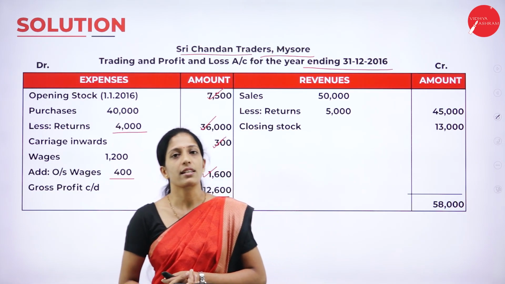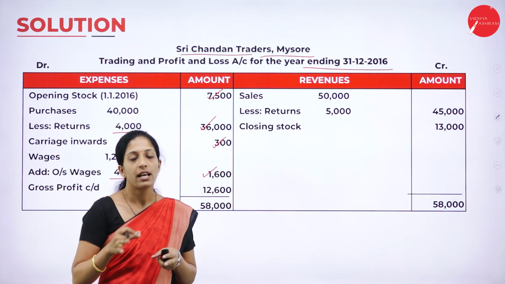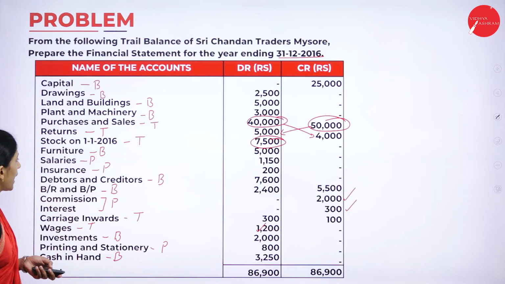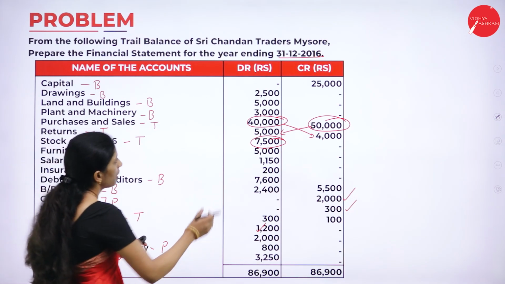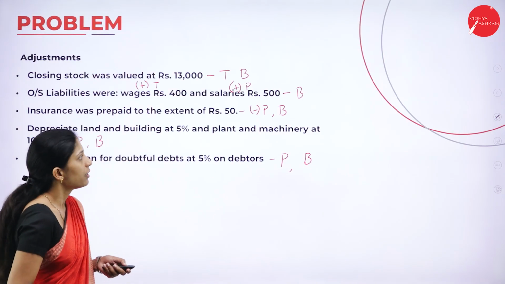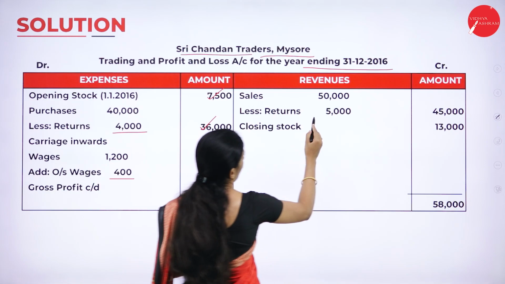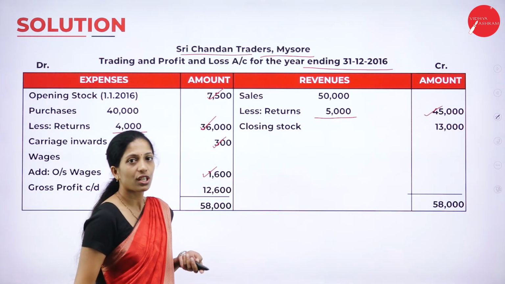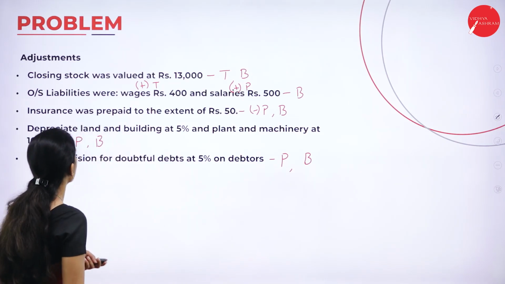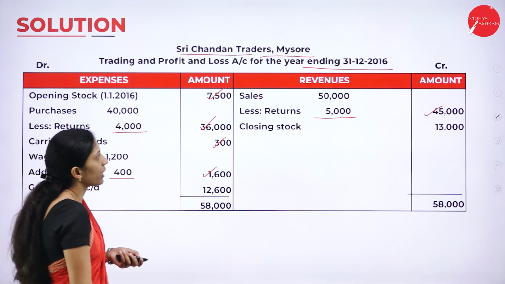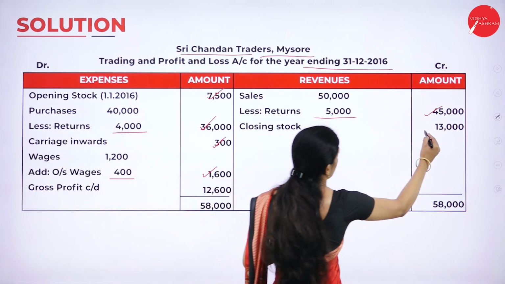Now coming to the credit side, we have to record sales, less returns and closing stock. So what is the sales we have? So sales is 50,000 minus returns 5,000. So how much? That is 45,000. Next, closing stock. So normally closing stock will be given in the adjustment. So what is the closing stock? That is 13,000. So record that closing stock 13,000.